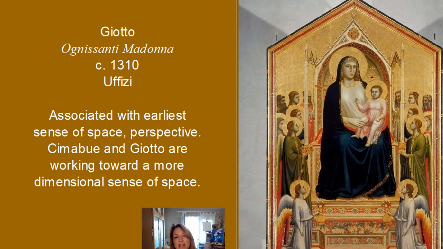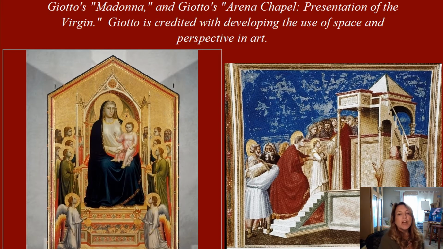So sometimes in art history, I think that my job is describing art, and to a large extent it is, but you also will learn some of the terms. So Giotto's Madonna and Giotto's Arena Chapel. This is the presentation of the Virgin. It's often shown as a fairly realistic example of Giotto's work. So he is credited with, him and Cimabue were credited with this idea of developing the use of space and perspective, and that continues for a very long time until it gets quite realistic.